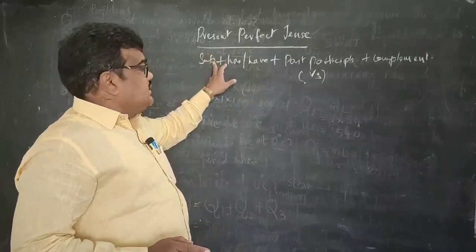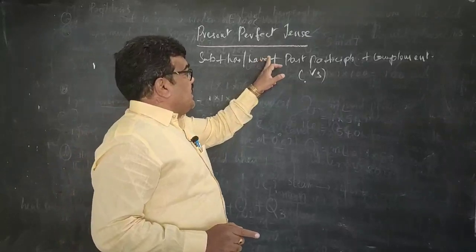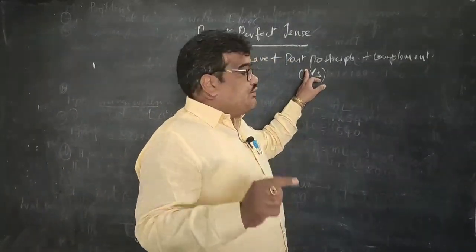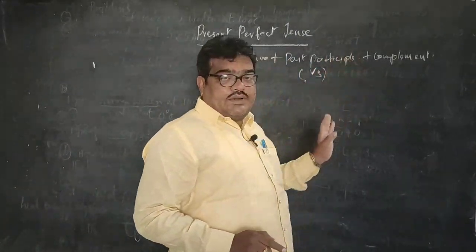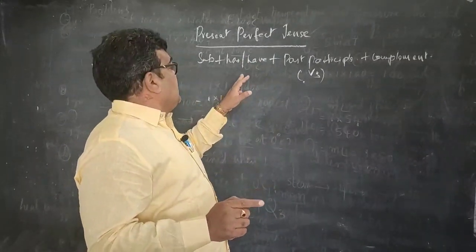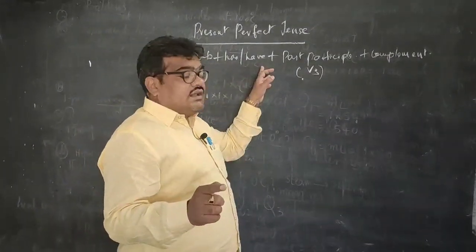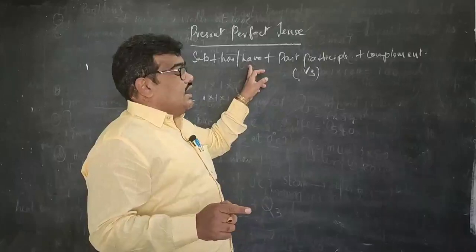Here, subject plus has or have plus past participle, that is verb 3, plus complement. When the subject is singular and in the third person, we have to use has. When the subject is plural, we have to use have.